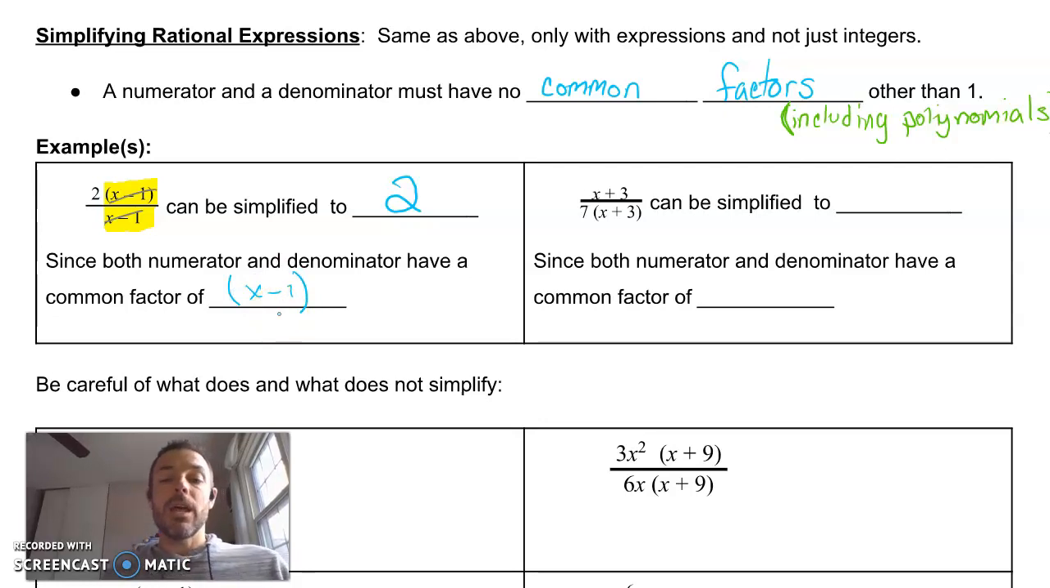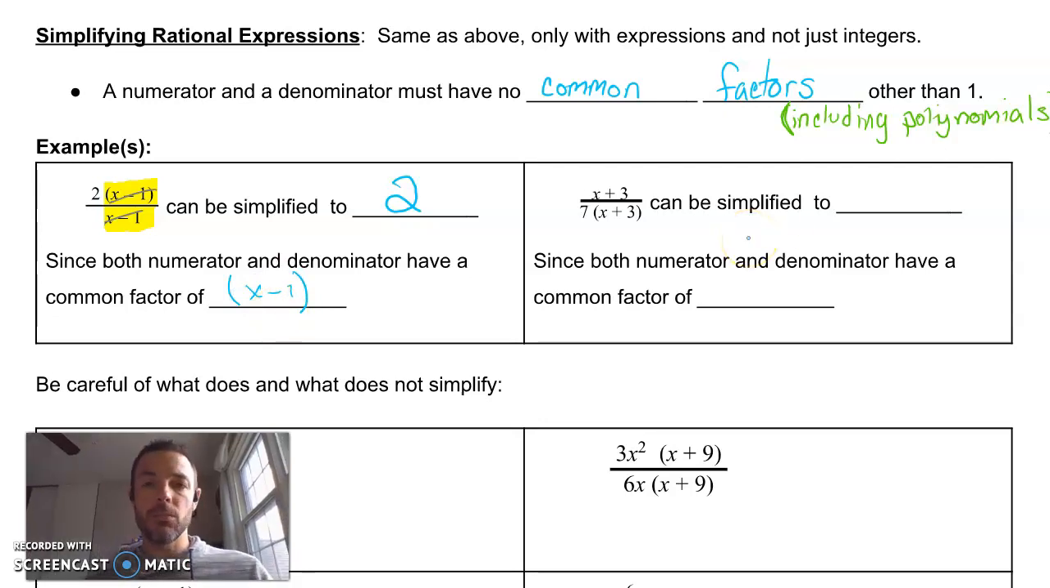Okay? Now, that can happen in the reverse sort of as well, where we have a binomial x plus 3 in the numerator, and then the denominator has a monomial 7, and the same binomial x plus 3. This binomial and this binomial are identical. That means they cancel. But we can say they had a common binomial factor of x plus 3.